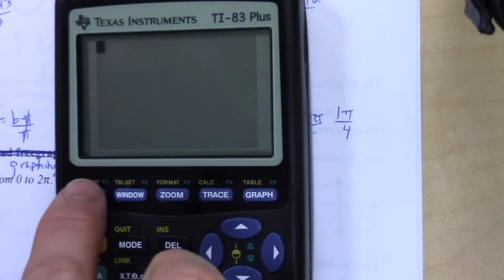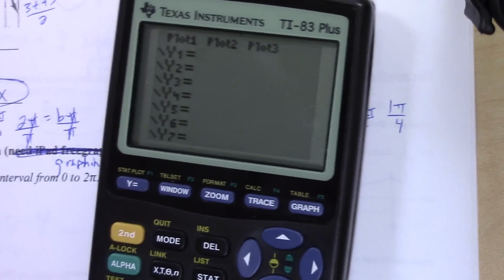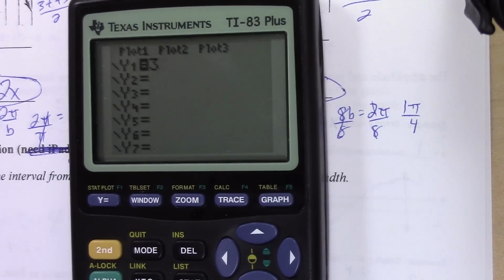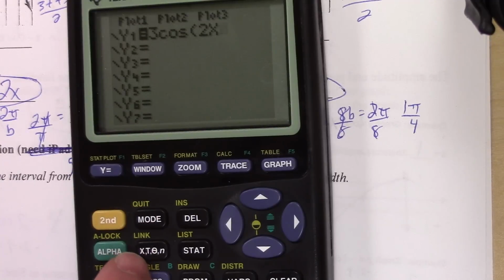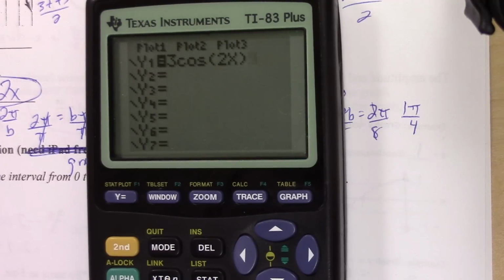I'm going to press y equals, this button right here, and clear everything out, because other people have been using this. Then you type in the left side of the equation. The left side on number 1 says 3 cosine of 2t, and you can just use x for that. The x, t button stands for all the variables. I'm going to close my parentheses. Now I have 3 times cosine of 2x.